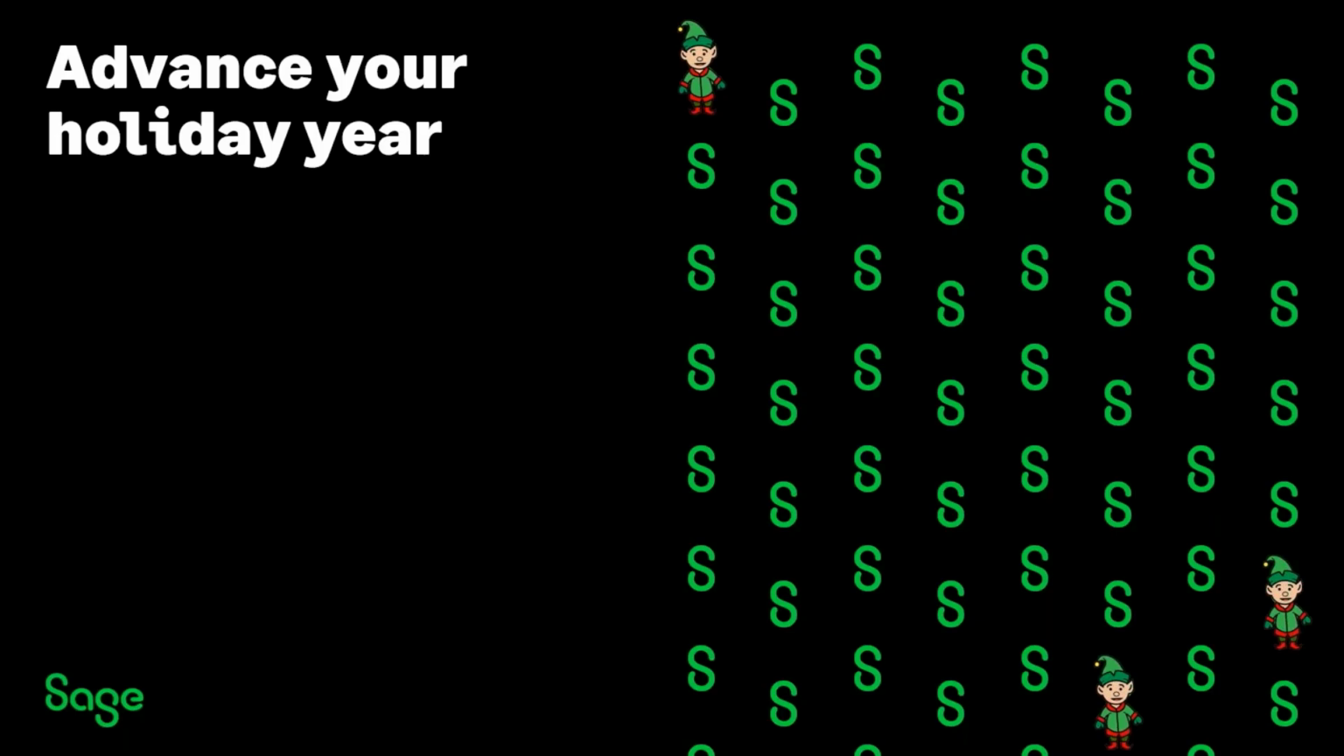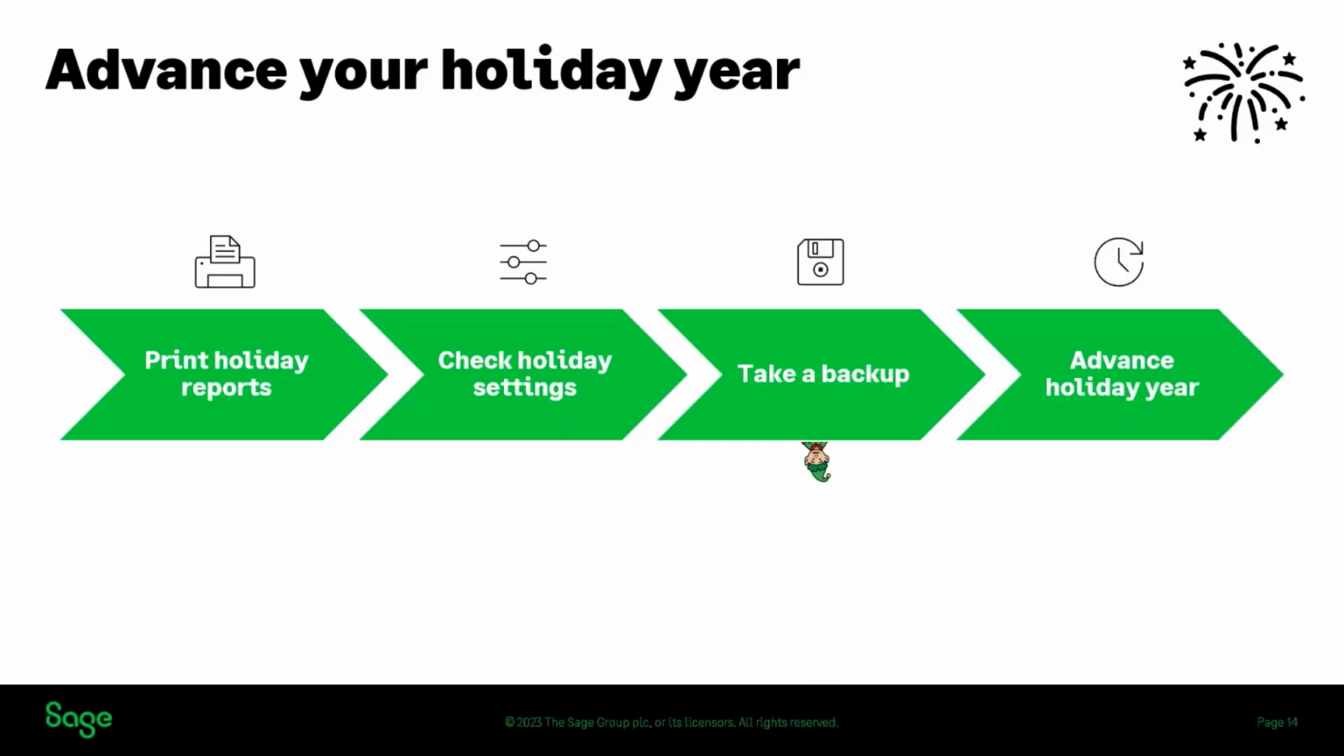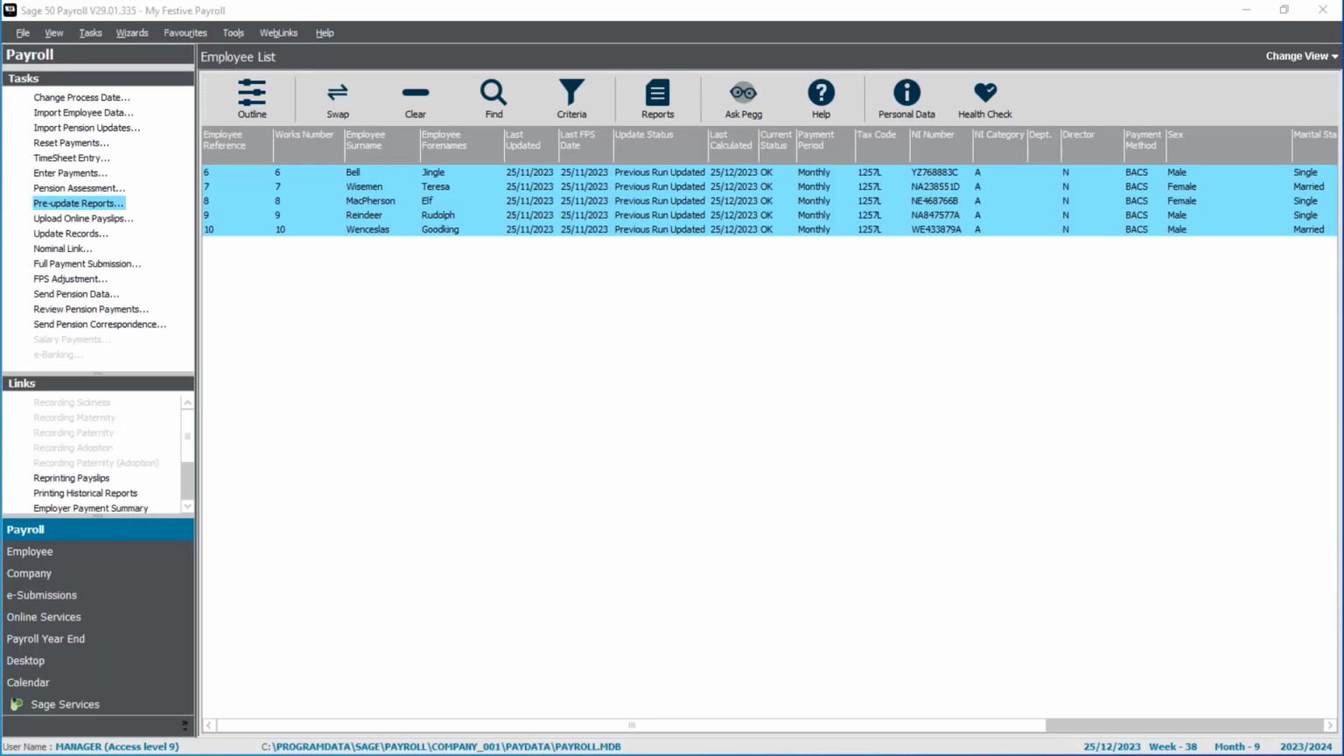So when it comes to the end of your holiday year, there's a specific process that I'd recommend that you follow. And that would be to print your holiday reports for the current holiday year and just make sure that you have recorded all the holiday information for that year. Step 2 is to check your holiday settings, because some schemes allow you to bring forward unused holiday. There's a setting that determines that. And step 3, take a backup, just so that if anything goes wrong, you've got a point to restore back to. And then step 4, advance the year. So let me run you through that process in our last demo.